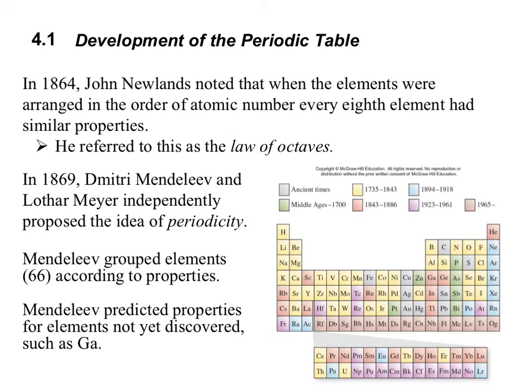In 1869, Dmitri Mendeleev and Lothar Meyer independently proposed the idea of periodicity. Mendeleev grouped elements, 66 at the time, according to their properties. Mendeleev even predicted properties for elements not yet discovered, such as gallium.